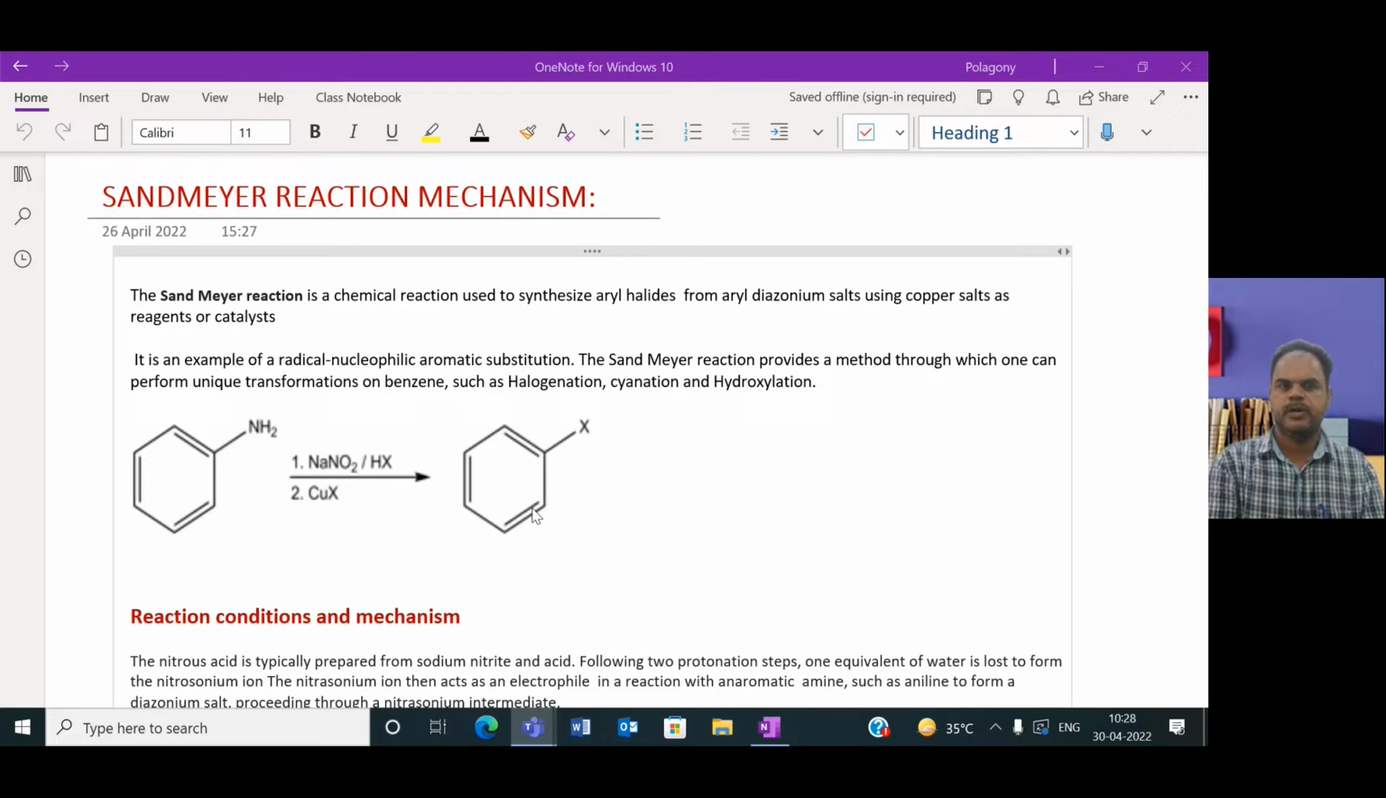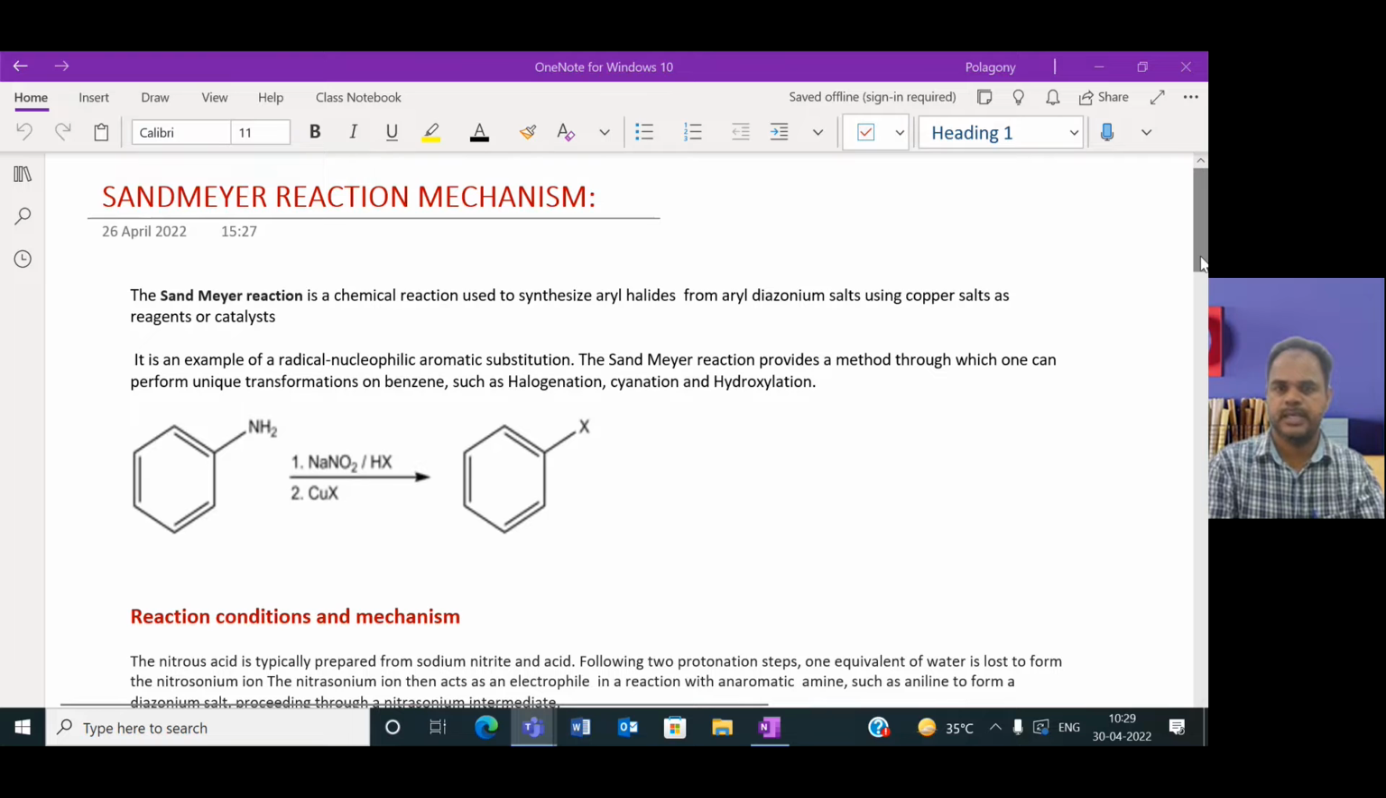Already I mentioned it is an example of radical nucleophilic aromatic substitution, and it provides a method through which one can perform unique transformations on benzene such as halogenation, cyanation, hydroxylation. In the first step, aminobenzene is treated with sodium nitrite plus a halo acid, HCl or HBr. In the presence of cuprous chloride, we get chlorobenzene. So this is the Sandmeyer reaction. The reagents required are sodium nitrite plus halo acid in the presence of cuprous chloride or cuprous bromide. Now let us look into the reaction conditions and the mechanism.